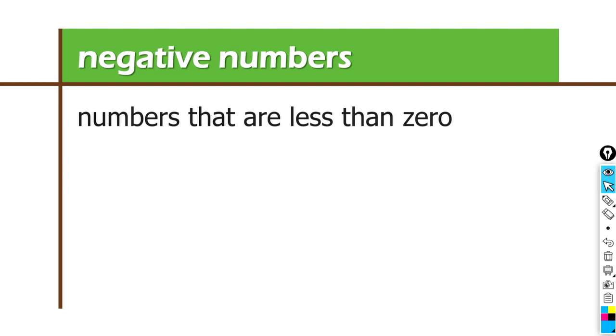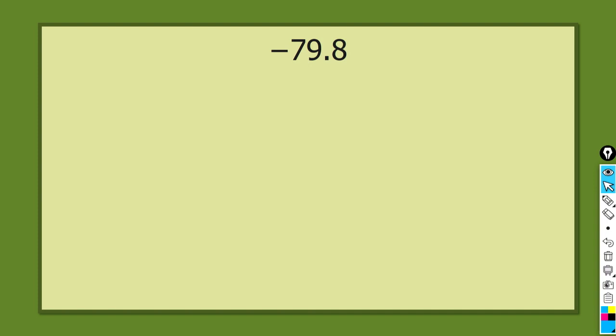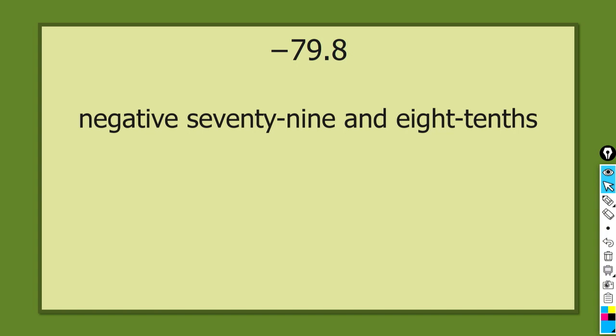Numbers that are less than 0. Now, you had that temperature of negative 79.8 degrees. That is negative 79 and 8 tenths. That's our formal way. I read it as point 8, which is kind of a slangy way. Because of the decimal point, there's an 8 in the tenths category. We did that in chapter 2, 79 and 8 tenths. Now, it's negative 79 and 8 tenths. What's the difference? It's on the opposite side of 0.